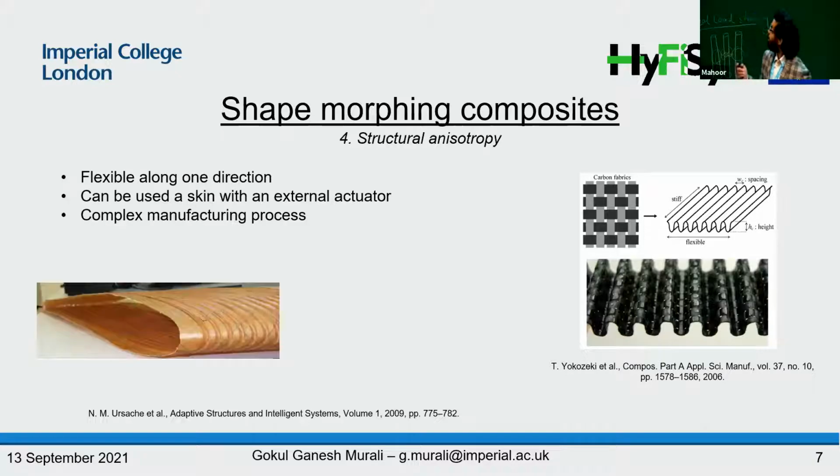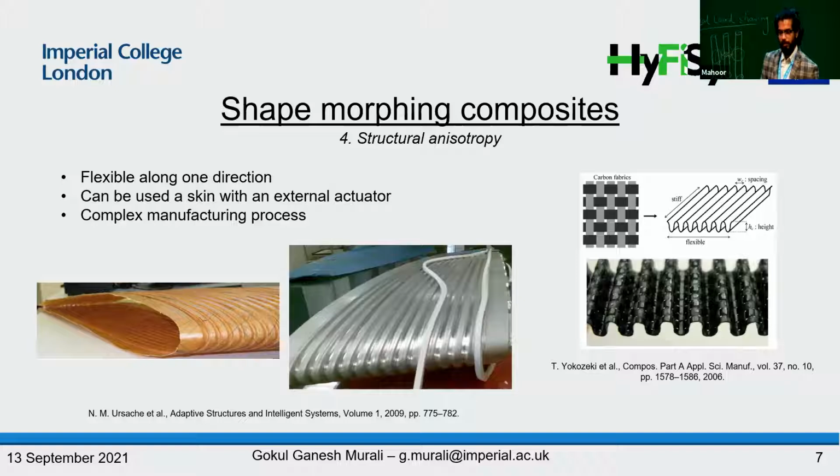For example, here is a wing structure made of a corrugated structure. It will be able to deform in one direction, but it will be stable in the other. But there's a small catch with these composites, that is the complexity of their manufacture. They require a complex mold to create such structures.